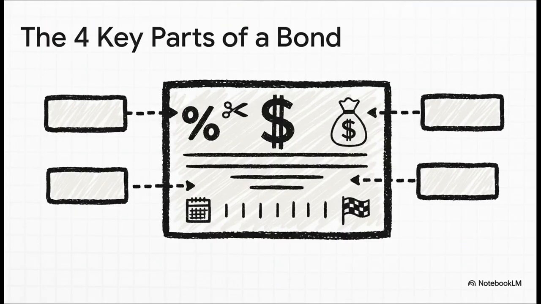And inside that contract, there are really just four key pieces. You've got the face value, that's the lump sum you get back at the very end, usually $1,000. Then there's the coupon rate, that's the interest rate they promise to pay you. The coupon frequency tells you how often you get that interest check, which is usually twice a year. And finally, the maturity date, that's the big day when the contract ends and you get your face value back. That's it, that's the whole promise.